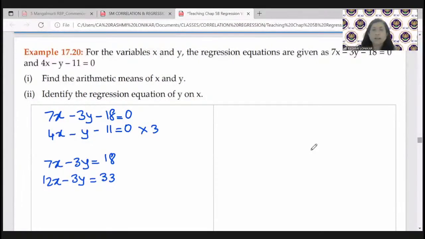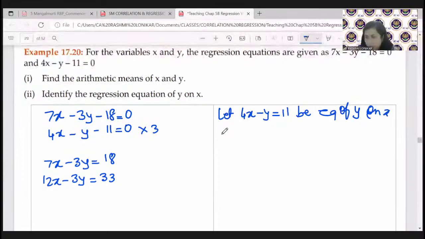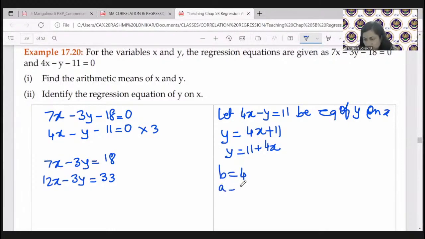Let me show you what happens if by mistake I choose a wrong one, because I have to assume. Suppose I say let 4x minus y equal to 11 be the equation of y on x. Then what will happen? Y on x means y is equal to 11 plus 4x. How much is the value of b? b is equal to 4. a is equal to 11.